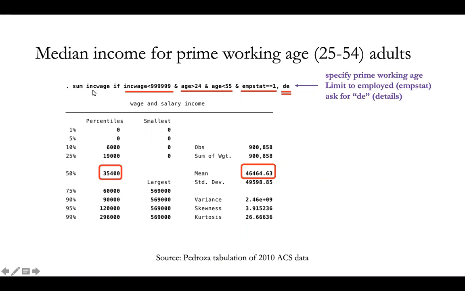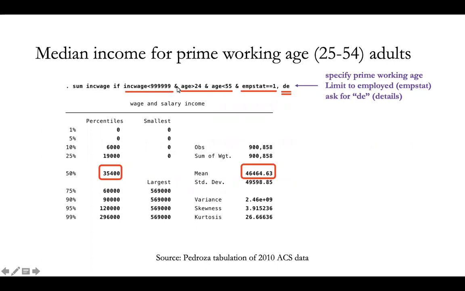So we're going to calculate the median for prime working age adults, median income. We're going to summarize this variable called income and wages, but only if it meets 3 conditions. The first condition is that income and wage has to be less than this value, and that value means that it is not applicable or not in the universe. So that's a top code. We want to exclude those cases. These are either people who are not in the workforce or too young to be working.